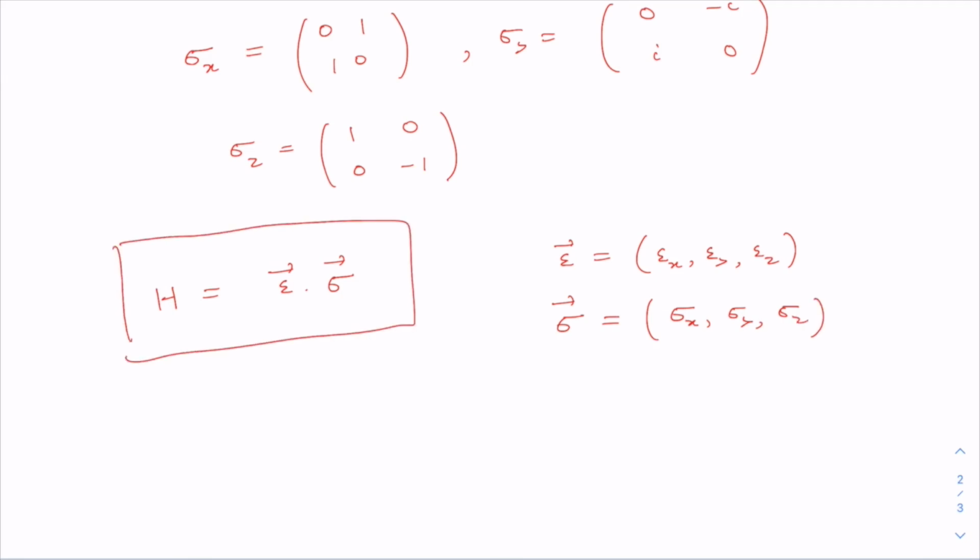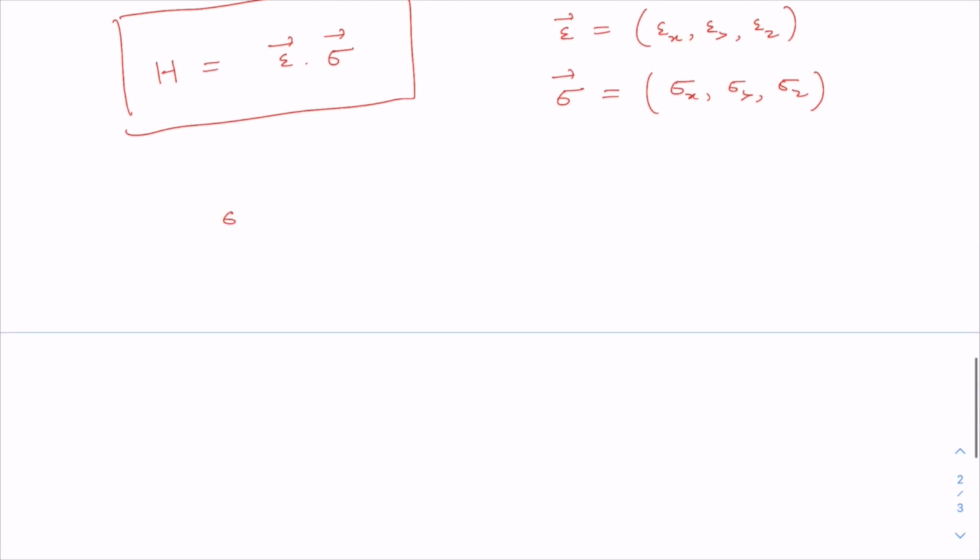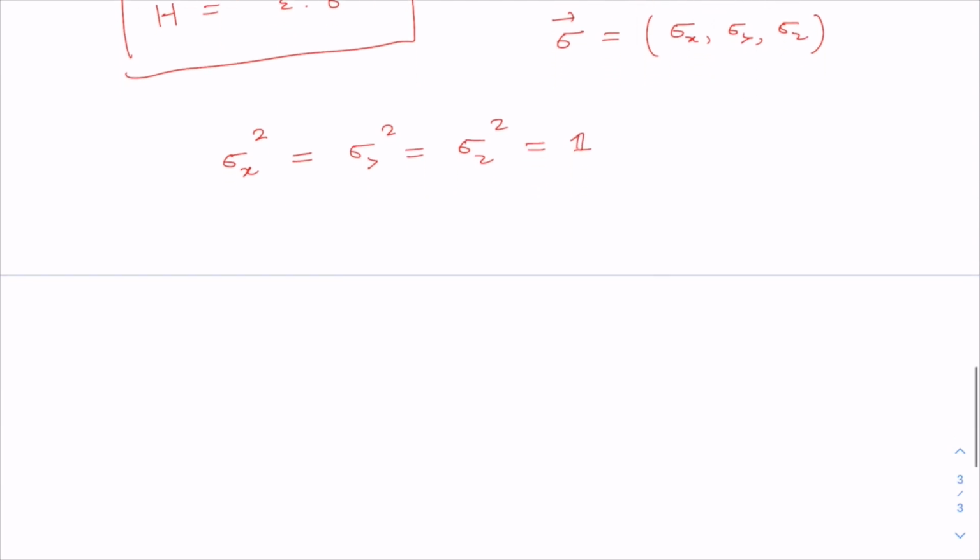Okay, before I go further, let me quickly remind you about some useful properties of the Pauli matrices. For example, you know that sigma x squared, sigma y squared, all of them would be equal to the identity matrix. You can verify it very easily. So this would be identity, and the product of the matrices sigma x into sigma y, these are actually operators.